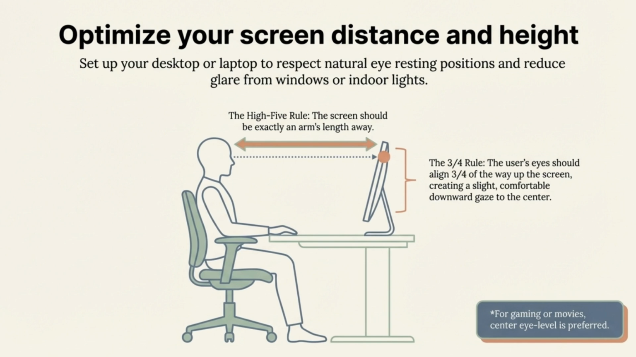To optimize your screen distance and height, follow the high 5 rule. The screen should be an arm's length away. Also, follow the 3/4 rule. Your eyes should align 3/4 of the way up the screen, creating a slight downward gaze to the center.